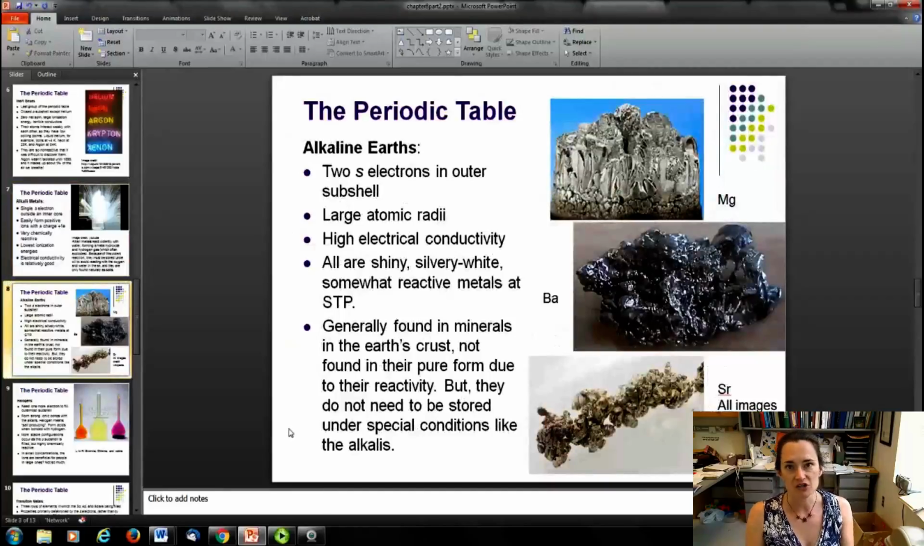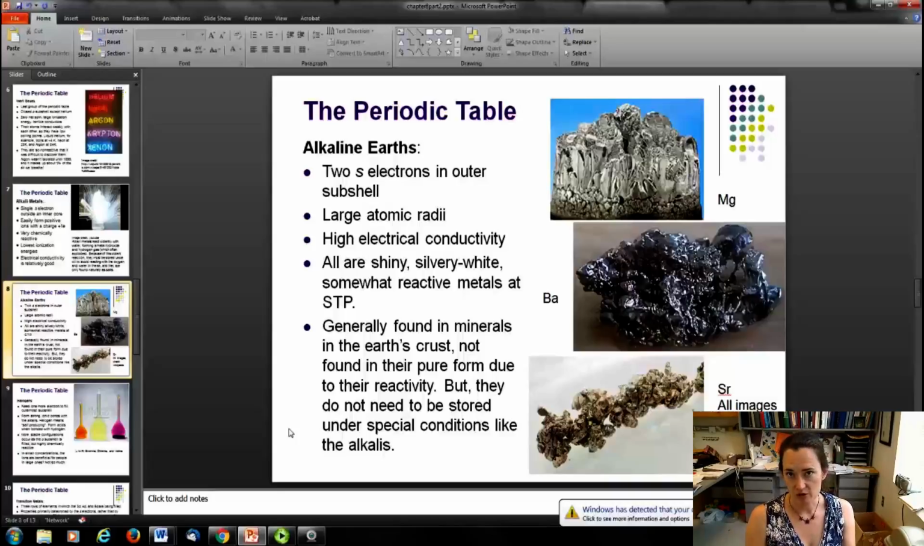The alkaline earths are a little calmer, okay? These have 2 s electrons in the outer subshell. They're still somewhat chemically reactive, so in the Earth's crust, they're generally found in compounds and in minerals. They're really common, by the way, especially calcium, magnesium, things like that, very, very common metals.